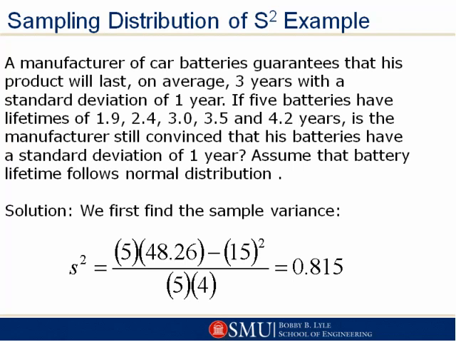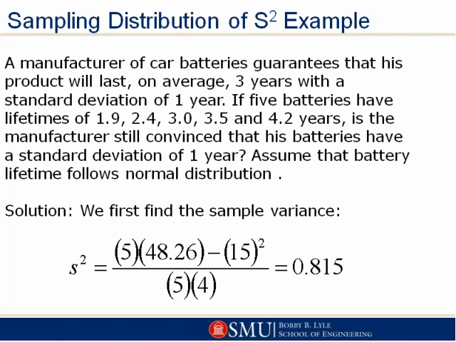Let's look at an example of this: the sampling distribution of S squared. A manufacturer of car batteries guarantees that his product will last on average 3 years with a standard deviation of 1 year. If 5 batteries have lifetimes of 1.9, 2.4, 3.0, 3.5, and 4.2 years, is the manufacturer still convinced that his batteries have a standard deviation of 1 year? Assume that battery lifetime follows a normal distribution.